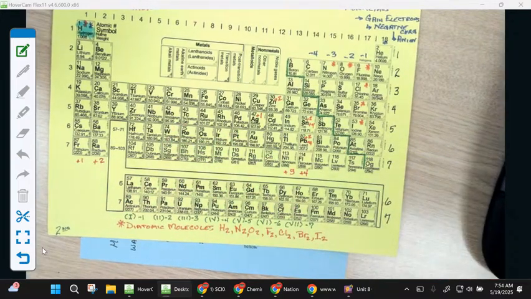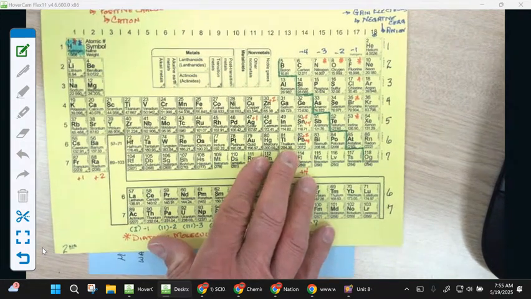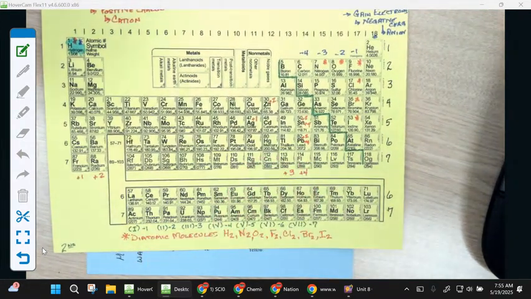Now, the reason that I ask you to do that is because what will happen sometimes to people is they will be going to find the group for germanium. I'm sorry, the period for germanium. We know it's in group 14. And they'll go 1, 2, 3. It's in the third period. What's wrong with that?